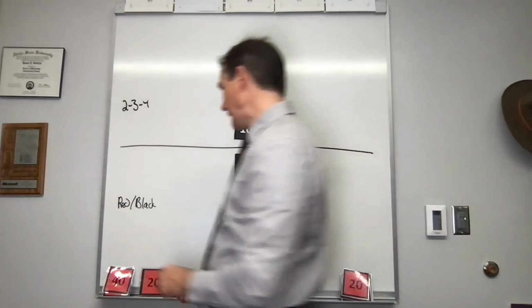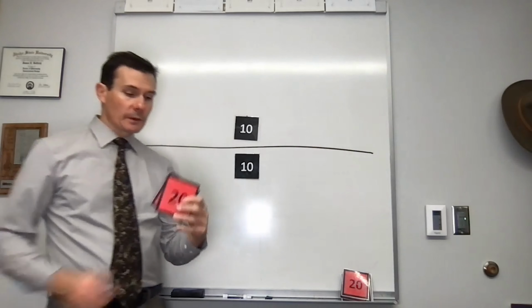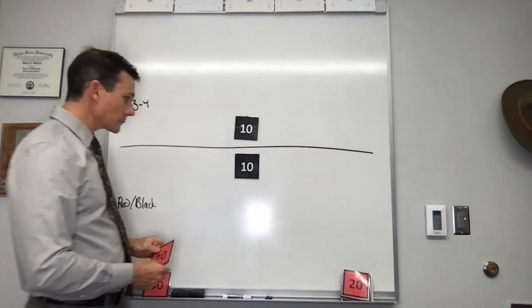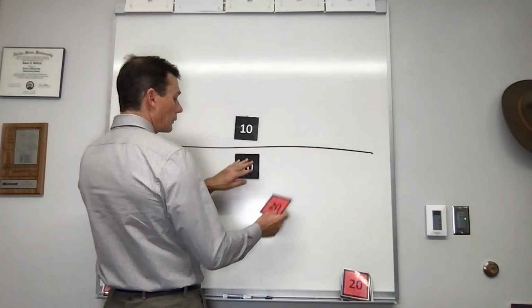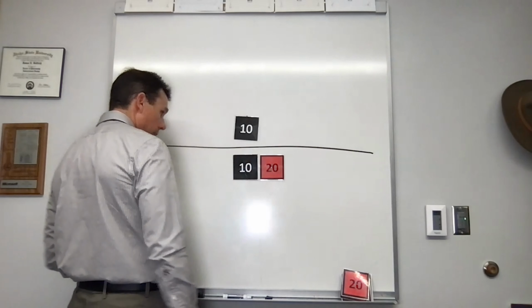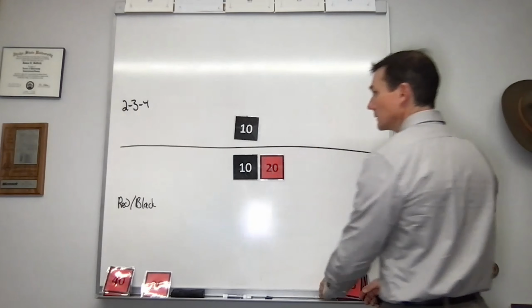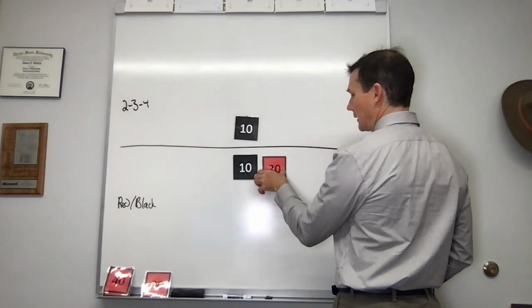Okay. Now I'm going to insert 20 for the 2, 3, 4 tree. And remember, every node can have 3 values. I only have 1 value in this node, so I can easily add it, no problem. Sorry, wrong one.